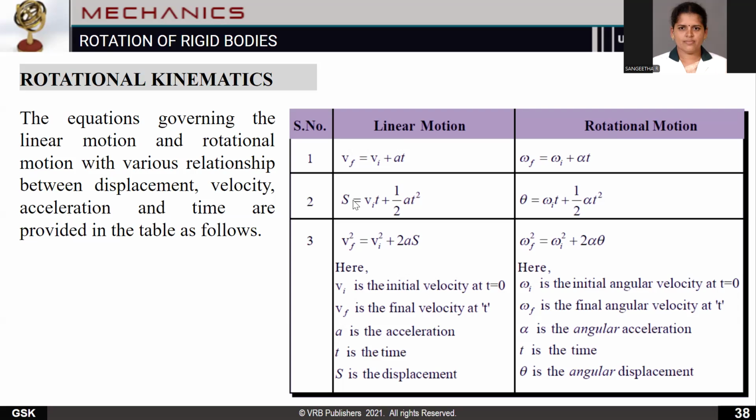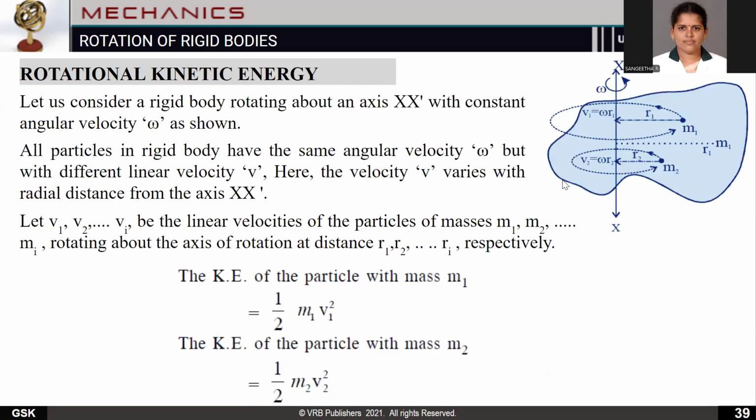Similarly, with respect to s, the displacement, s is equal to Vi t plus half a t square. Here, theta is the displacement: theta is equal to omega i t plus half alpha t square. And Vf square is equal to Vi square plus 2as. Here, omega f square is equal to omega i square plus 2 alpha theta. These are the equations that govern linear motion and rotational motion.